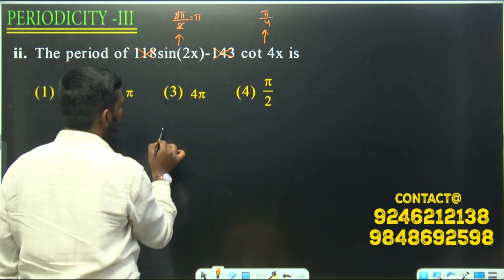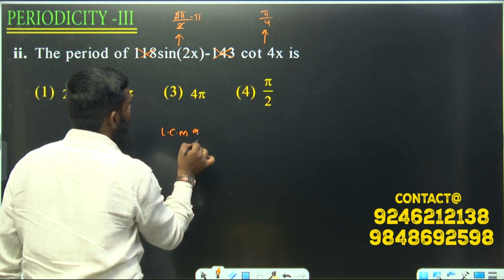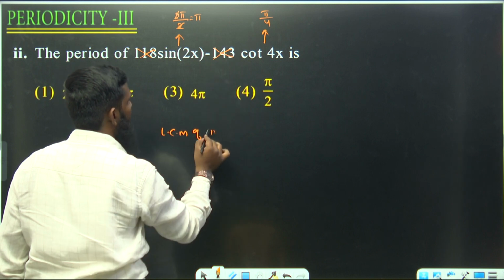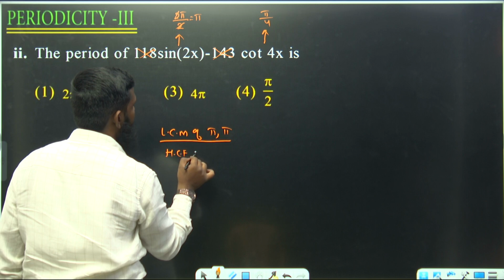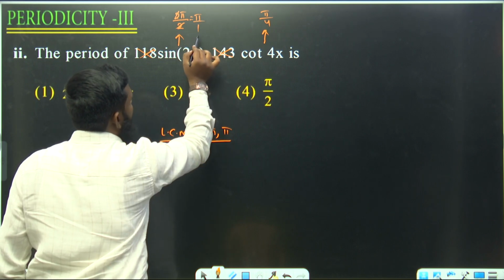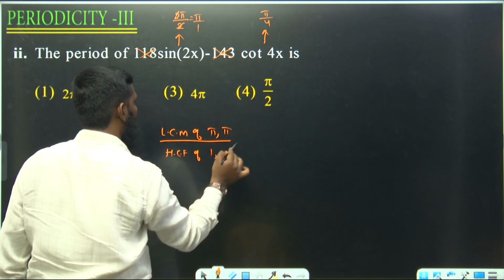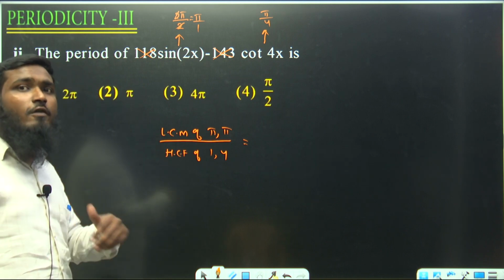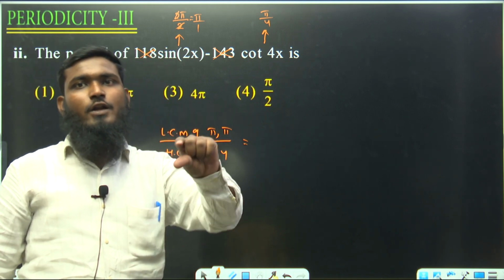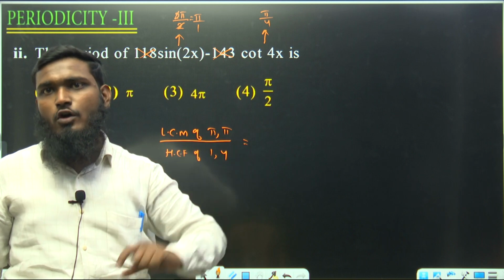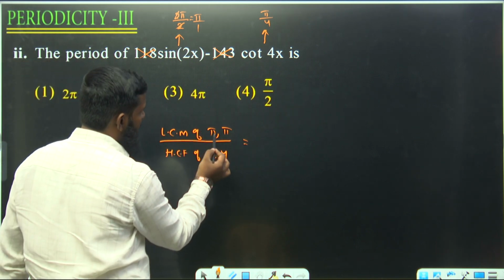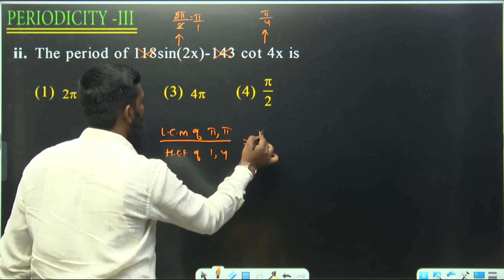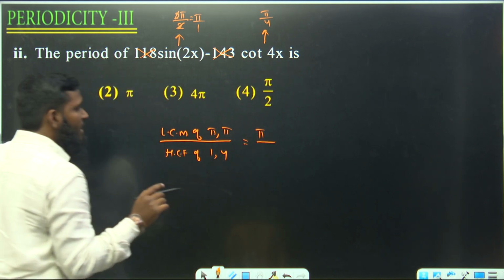Okay, so what I have told you: LCM of the numerators, pi and pi, divided by HCF of the denominators, 1 and 4. Like this we have to calculate. Whenever we are getting numerator and denominator, for the numerator we take the LCM, for the denominator we take the HCF. So for the LCM, what numbers are we having? 1 and 1. 1 and 1 means 1 only. So 1 pi divided by the HCF of 1 and 4.